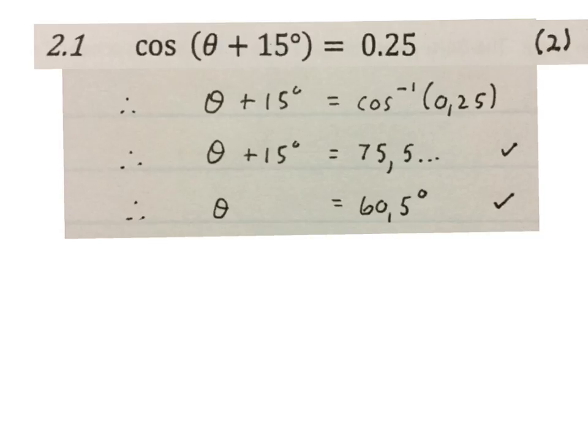They said in the beginning, round off to one decimal place. Just quickly say again, I'm going to get this theta alone. The 15 is stuck to him, so he waits. We get rid of the cos first with shift cos on the calculator to get the 75.5. Then we just normally minus the 15 on both sides.